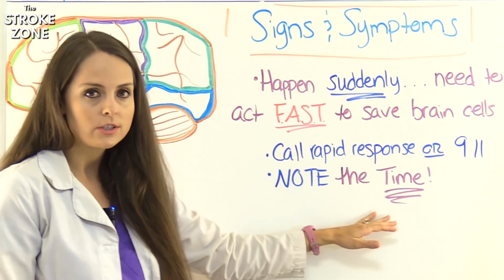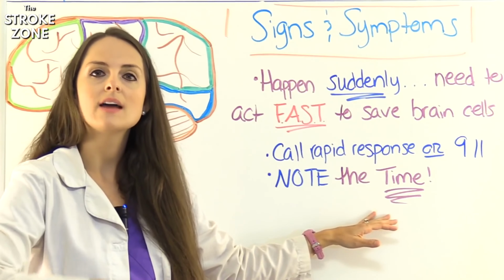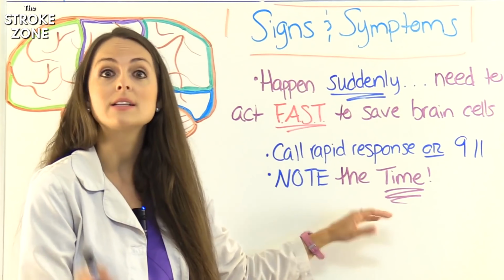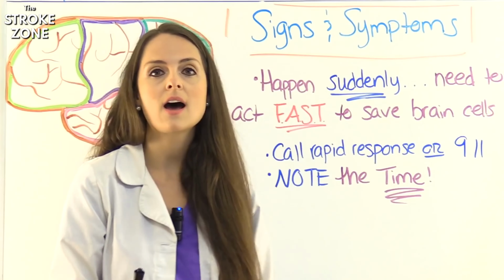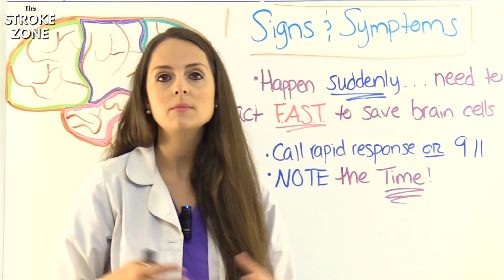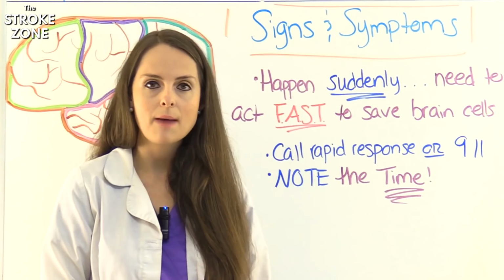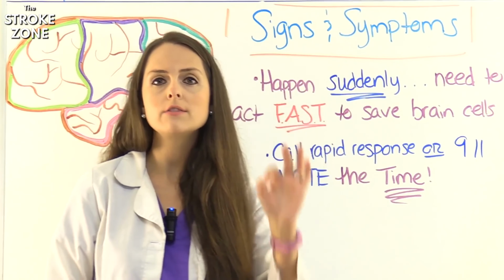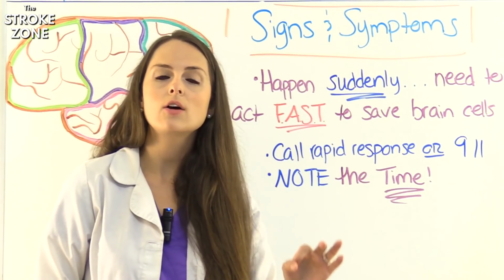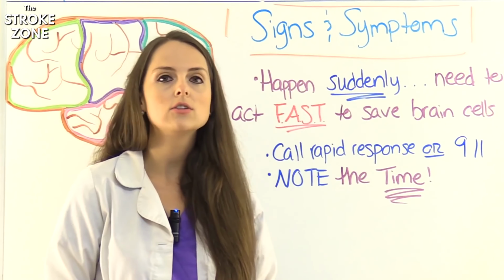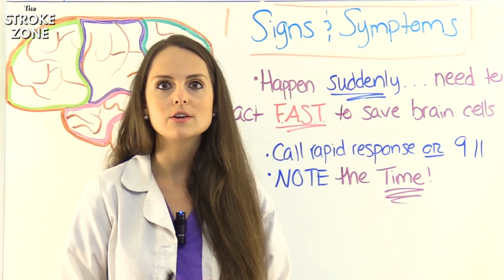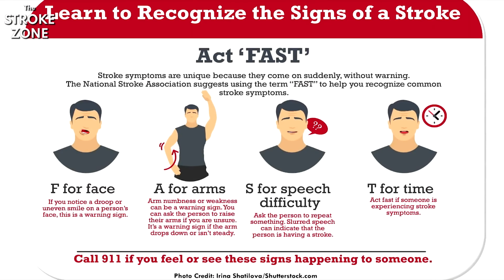Another thing that is super important to do is to note the time when these signs and symptoms started. So if you don't know, ask the patient, or if you were there observing them, you want to take a look at your watch and look at the time. Because the first question that's going to be asked is, what time did these signs and symptoms happen? Because if this is an ischemic stroke where there's a clot blocking the flow of blood to the brain, they can give a drug called TPA, which will dissolve that clot. But they only have a 3-hour window from the time that those signs and symptoms started, so you want to note the time.